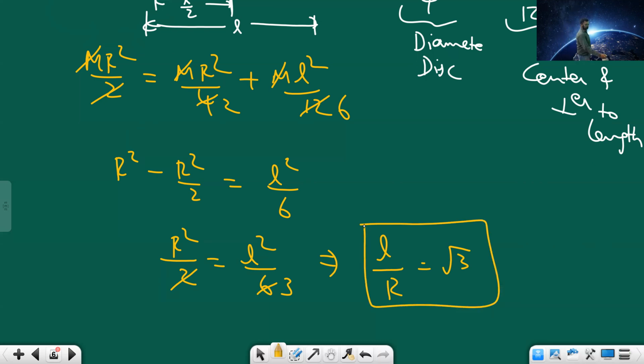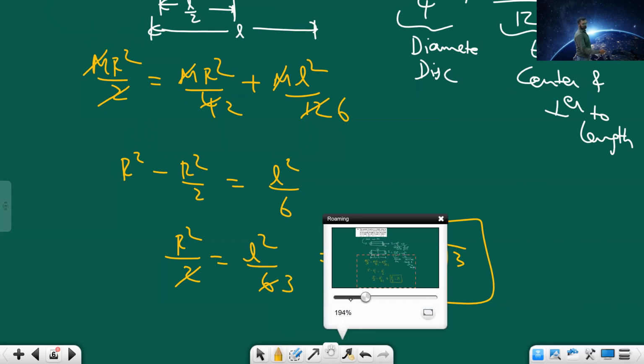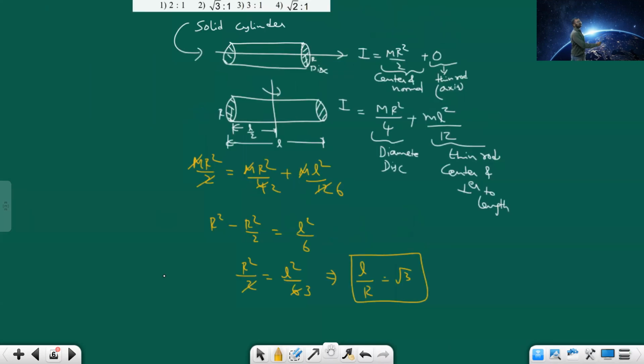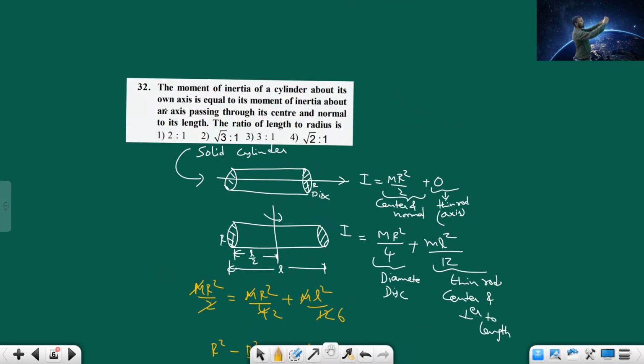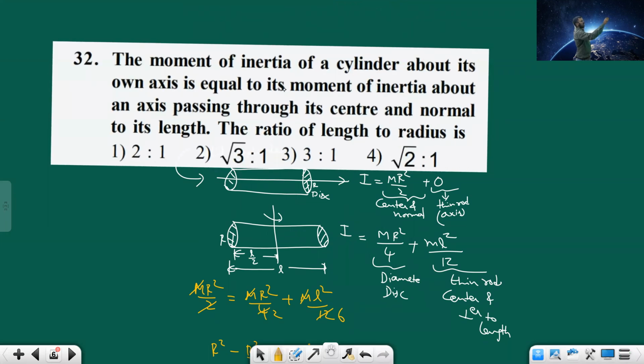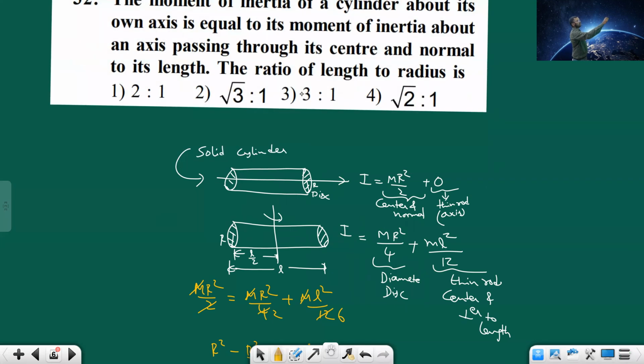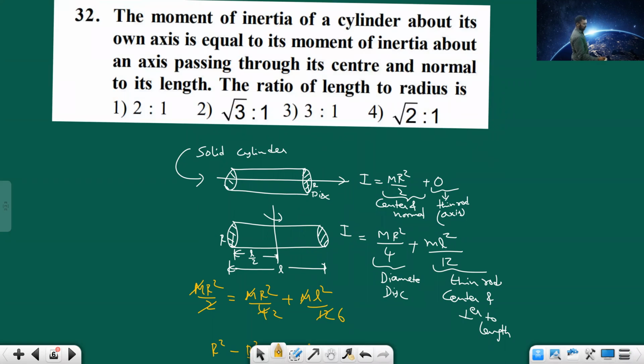Yes, sir. So L by R is the ratio of length to radius. Why did you do this, sir? Because in the question they mentioned clearly to find the ratio of length to radius. You can find it here. The ratio of length to radius is nothing but, just now I got root 3, that indicates root 3 is to 1. So my second option is correct.